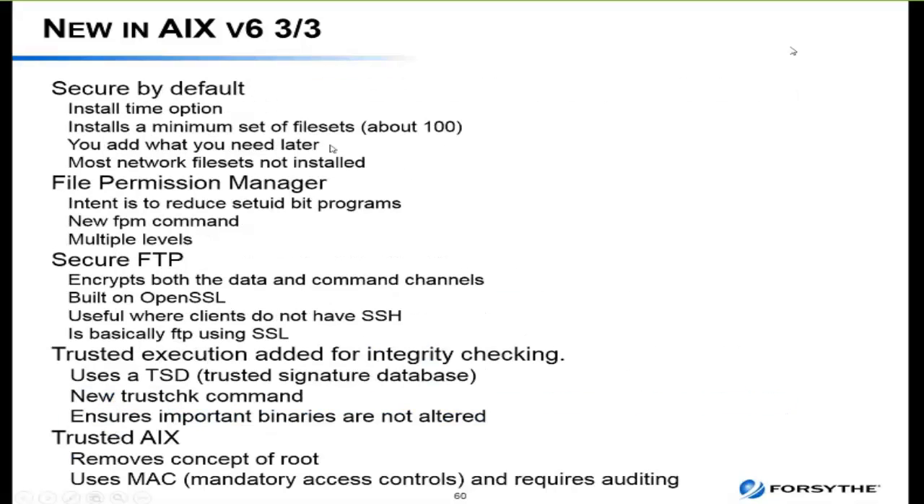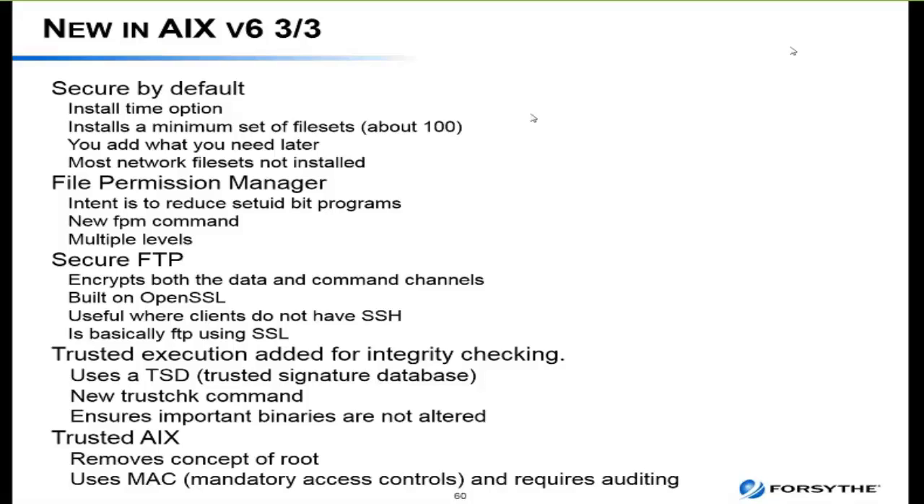Some of the other options that came in version 6, we have secure by default. And this is basically when you use that, it installs about 100 file sets, and then you have to go on and you individually add file sets that you want. So as an example, most of the network's not installed. And this is done at install time.